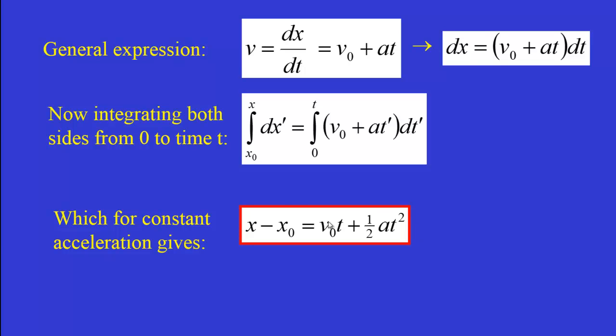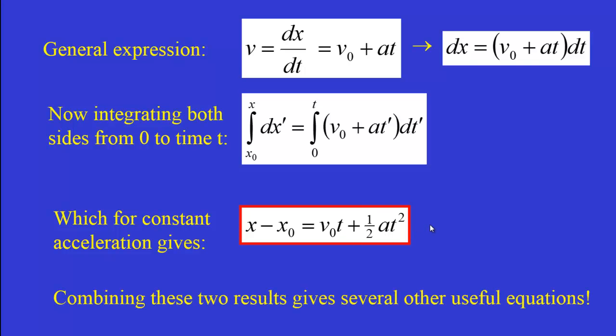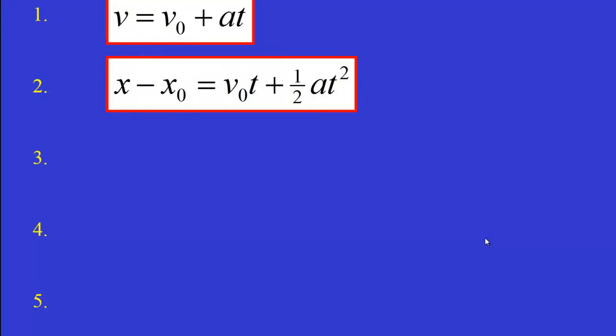So then we end up with another important equation for constant acceleration motion in one dimension, which tells us that the change in position is related to the initial velocity, the acceleration, and the time according to this equation. So combining the two results that are in the red boxes, this one for the change in x and the previous one for the change in v, gives us several other useful equations. I'll just very quickly run through these without showing the steps, but I'll explain how we derive them.